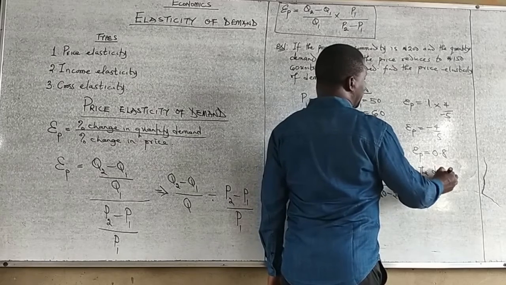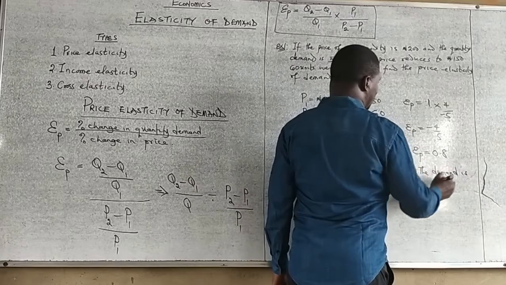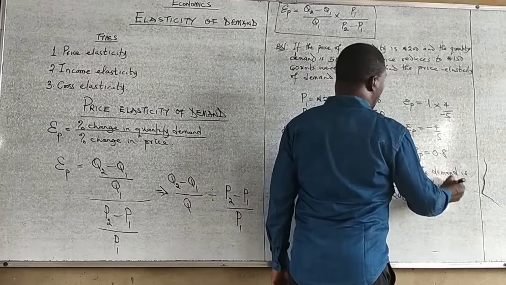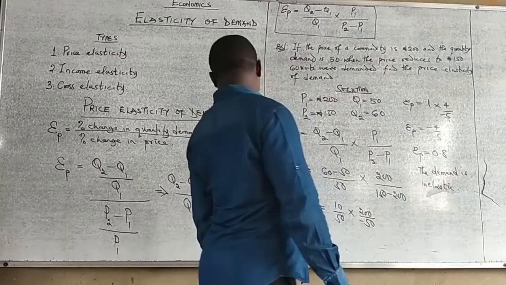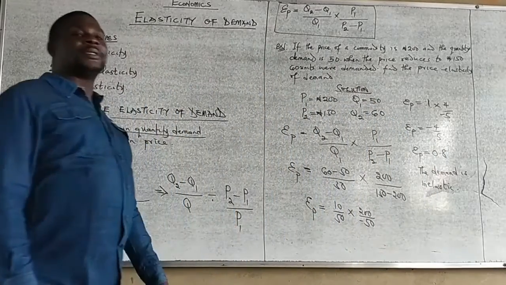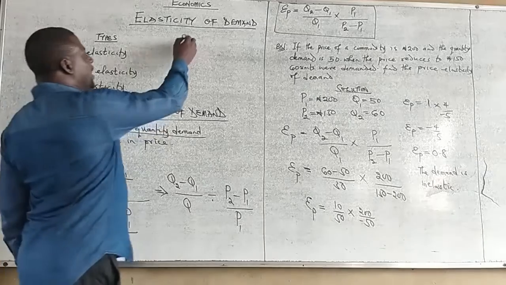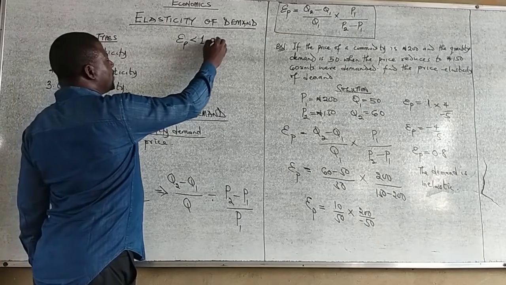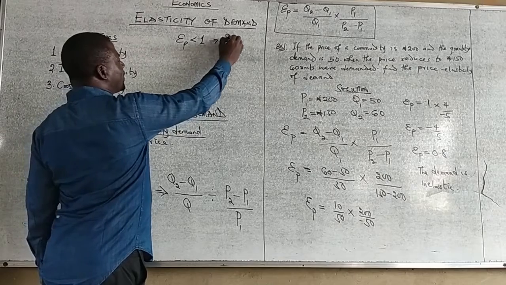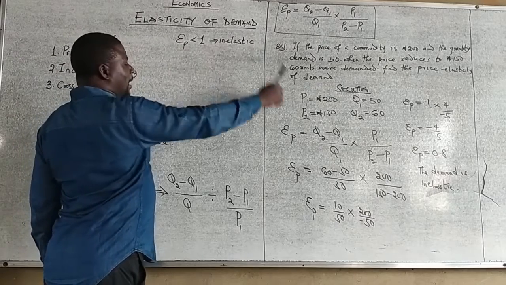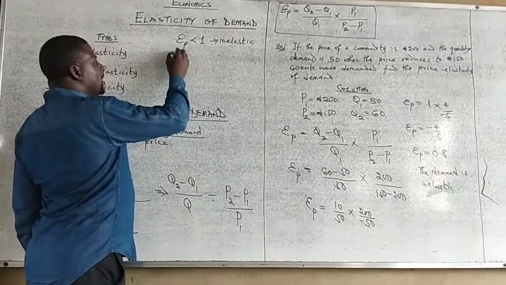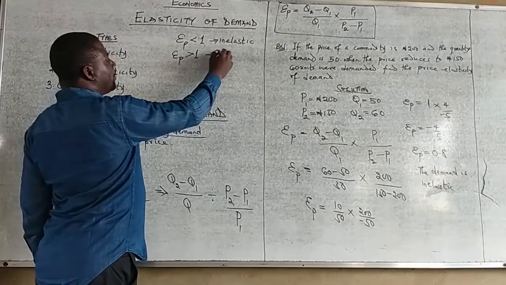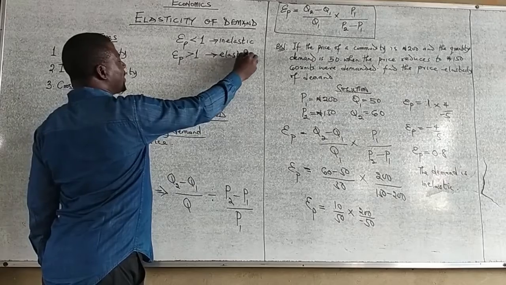And I'm going to explain that. The demand is inelastic. Now, after solving a question, you must interpret. Anytime your price elasticity of demand is less than 1, the demand is said to be inelastic. And 0.8 is less than 1.